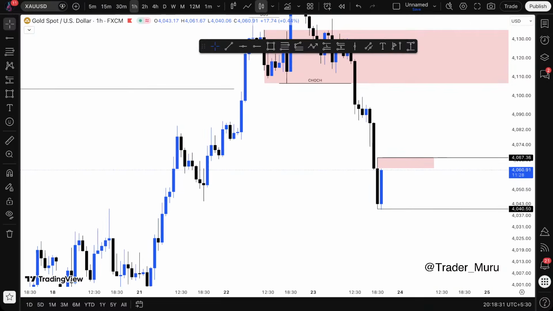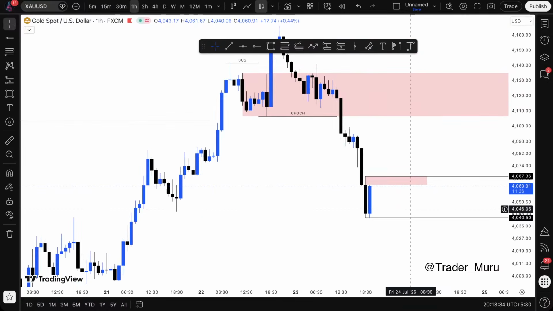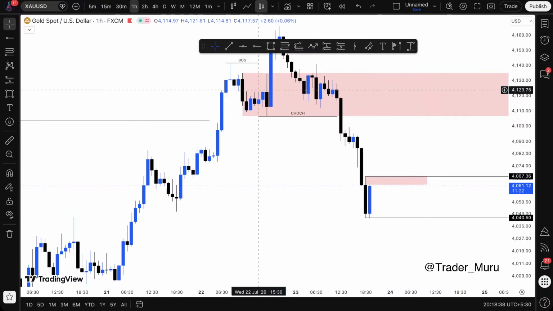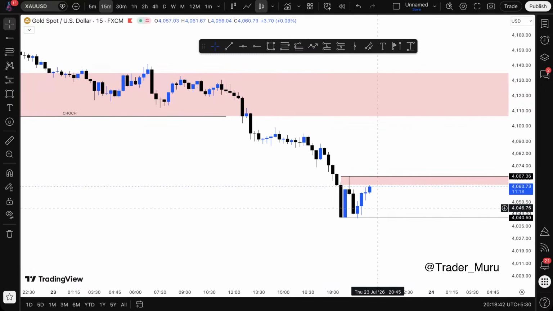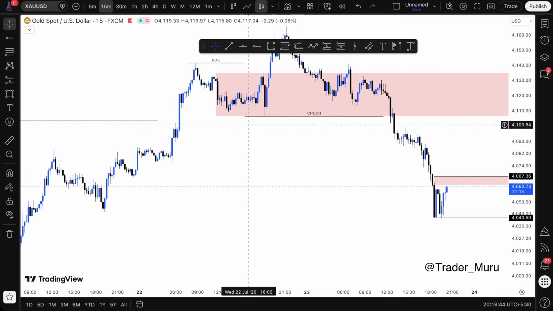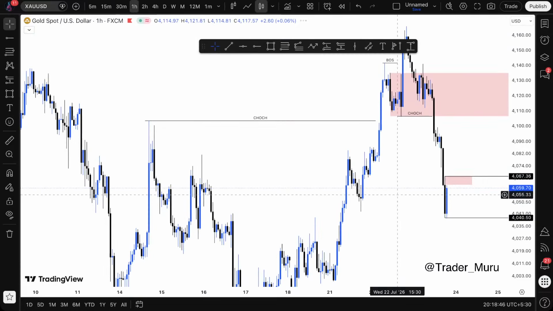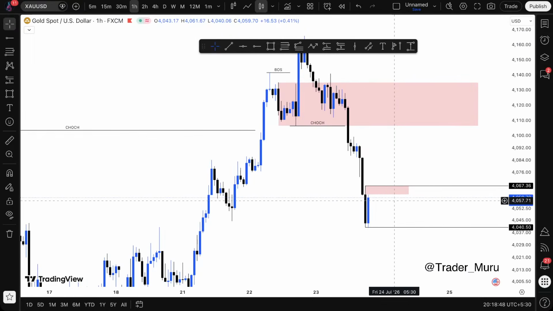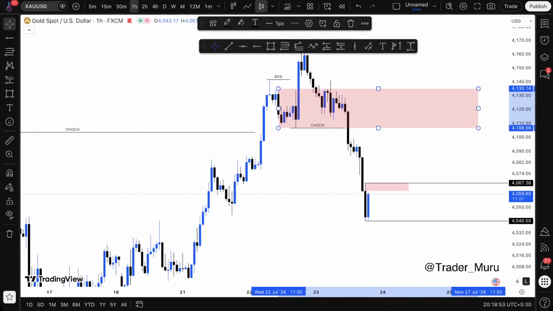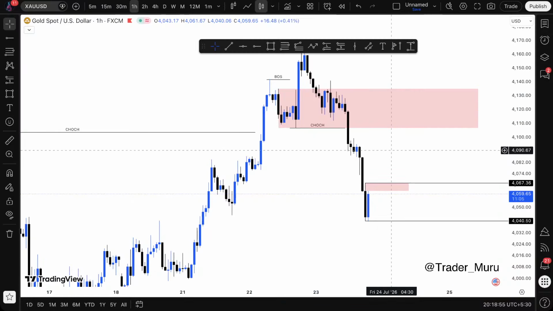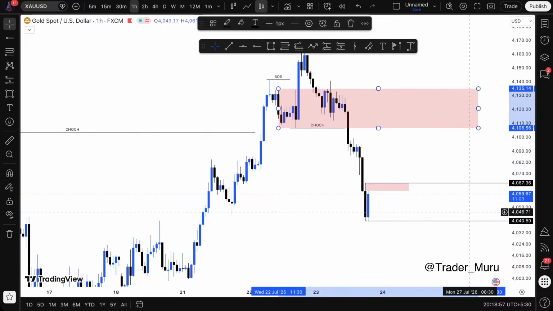Confirmation of short: 1-hour sweep, close below, and 15-minute changes its direction back to bearish. Then you can short it again. Otherwise, price will continue to range and breaking above it will test our area 4106. And from there, we will be looking for a short again.